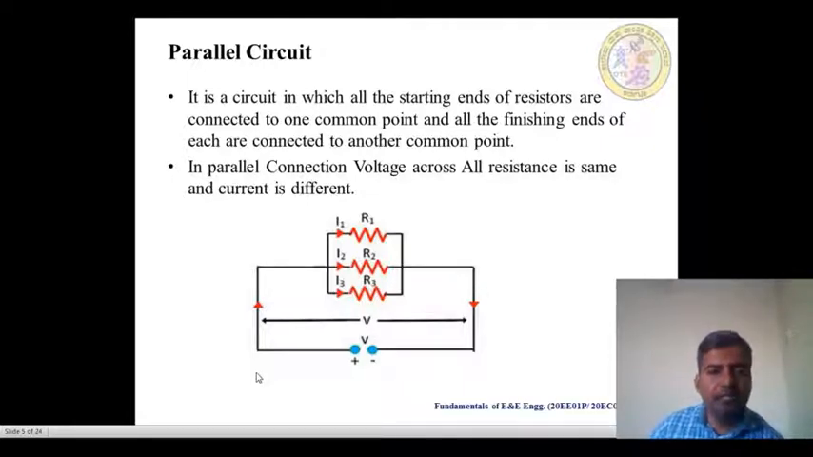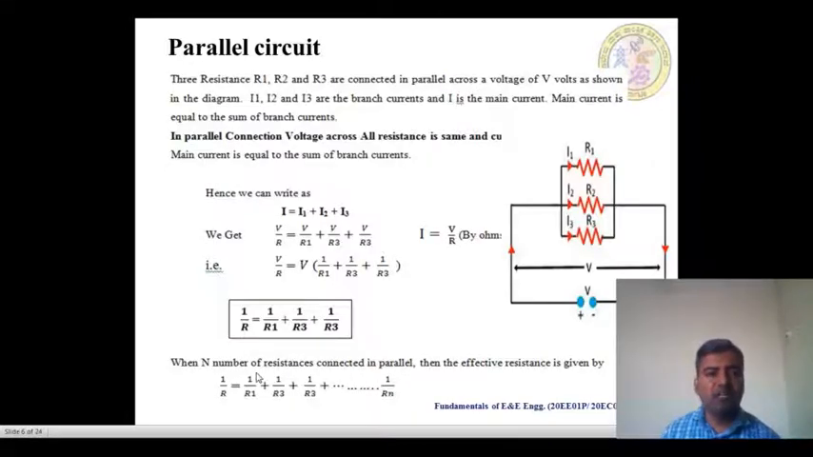In a parallel circuit, the voltage across all the resistances is the same, that is V, which is also the applied voltage. But the current I is the total current flowing in the circuit. When it enters the resistances R1, R2, R3, it is divided as I1, I2, I3. So the total current I we can write as I1 plus I2 plus I3.